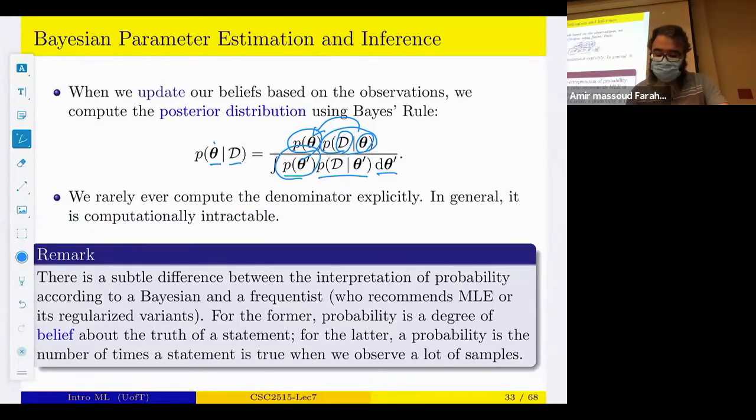And as before, we don't usually compute the denominators explicitly, and in general, it is computationally intractable for general models. One thing that I want to briefly mention is that there is some difference between the interpretation of probability according to a Bayesian and a frequentist. A frequentist would be the person doing maximum likelihood estimation. And a Bayesian would be the person who sets a prior over the parameters and uses this Bayes rule computation in order to compute a probability.